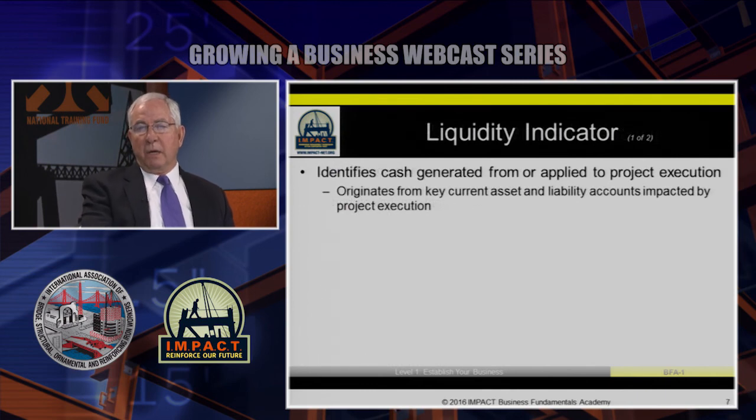So this first one is what we call the liquidity indicator, and everybody knows how important cash is in a construction firm. And so it really identifies cash generated or applied to project execution. And it originates from key asset and liability accounts that are impacted in the project execution process. So these are accounts that project management teams actually have control over during the project process.